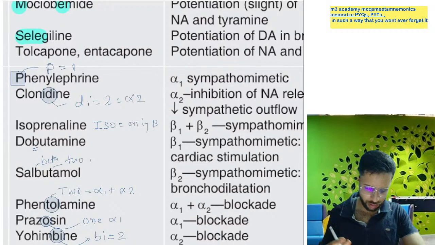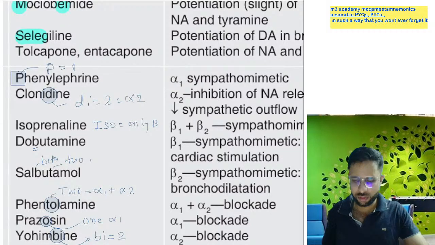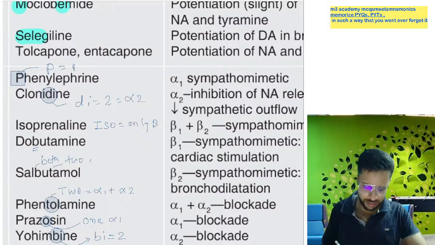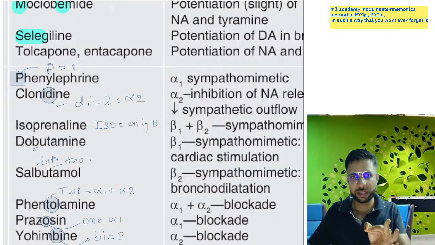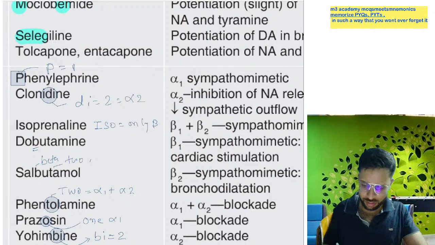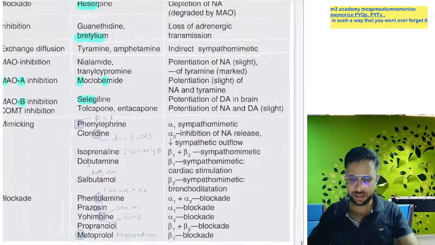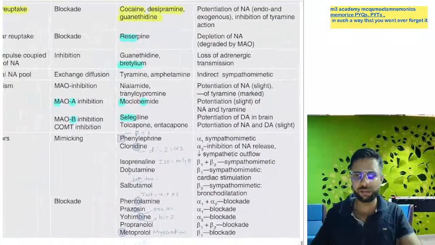Now next. Propranolol is a non-selective beta blocker, working on both beta 1 and beta 2. Metoprolol is cardioselective, M for myocardium, so it is selective for the heart and works only on the beta 1 receptor. Please revise the beta blocker session we already conducted.